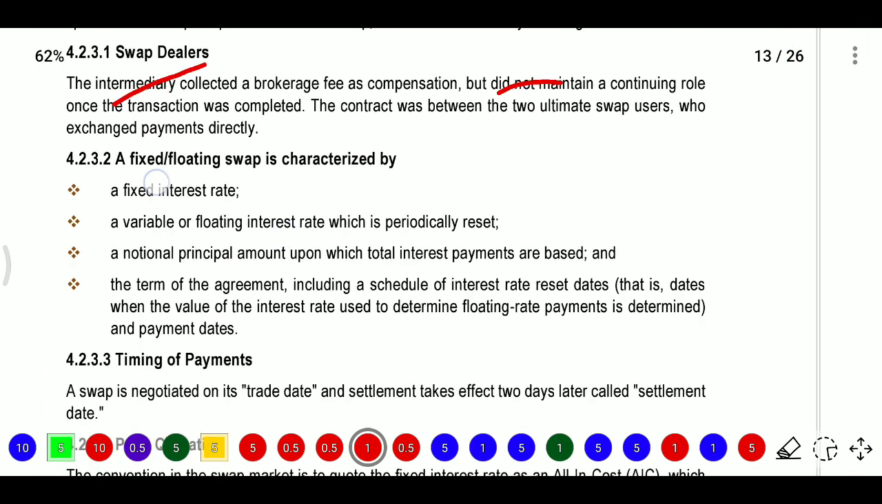Now, how is a fixed or floating rate swap characterized? Fixed rate interest will be fixed, whereas a floating rate is variable and periodically resets, so it changes by nature. And the notional amount: the total interest payments are based on the notional amount only, that is the principal amount. On the principal we need to calculate the interest. The terms of the agreement include the schedule of interest rate reset dates, the dates when the value of the interest rate used to determine the floating rate payment is determined, and payment dates.